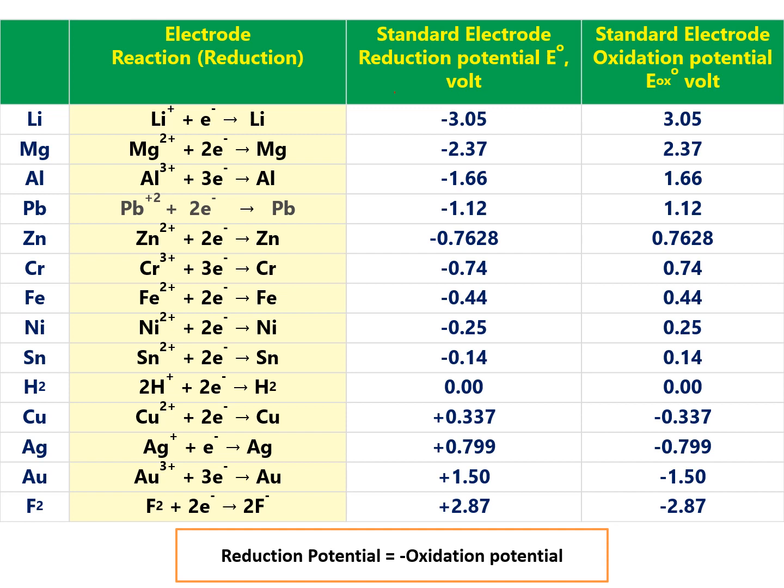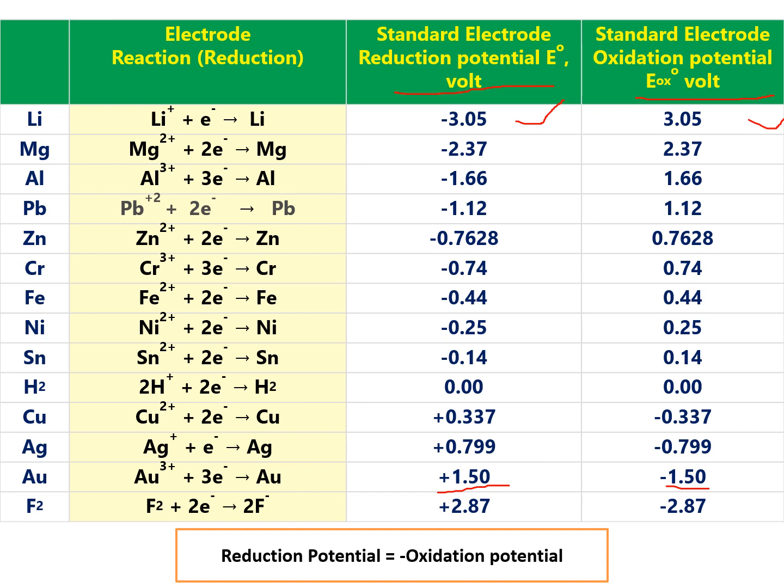The first row is the standard reduction potentials. The next one is the standard oxidation potentials. Minus 3.05 is the reduction potential of lithium, and plus 3.05 is the oxidation potential of lithium. Like that we arranged all the metals. If you see the downside, the reduction potential of gold is plus 1.50, and the oxidation potential of gold is minus 1.50.